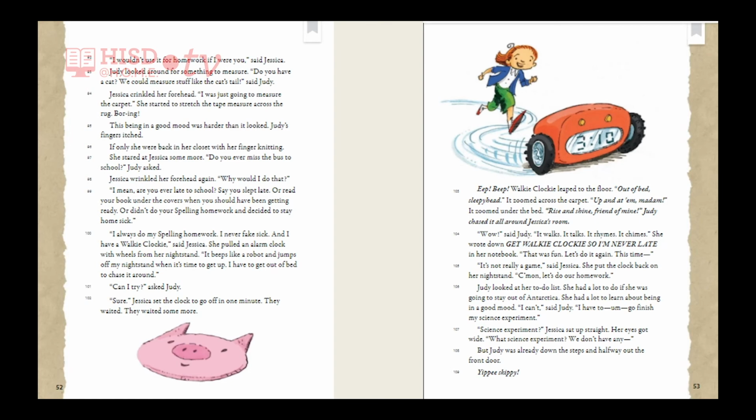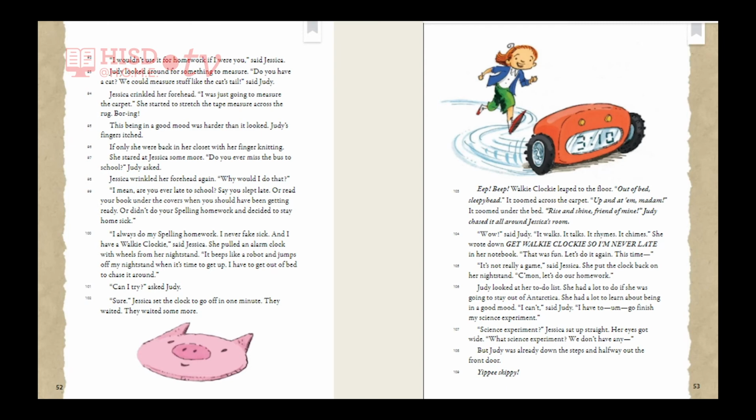"Do you ever miss the bus to school?" Judy asked. Jessica wrinkled her forehead again. "Why would I do that?" "I mean, are you ever late to school? Say you slept late, or read your book under the covers when you should have been getting ready, or didn't do your spelling homework and decided to stay home sick." "I always do my spelling homework. I never fake sick, and I have a walkie-clocky," said Jessica.